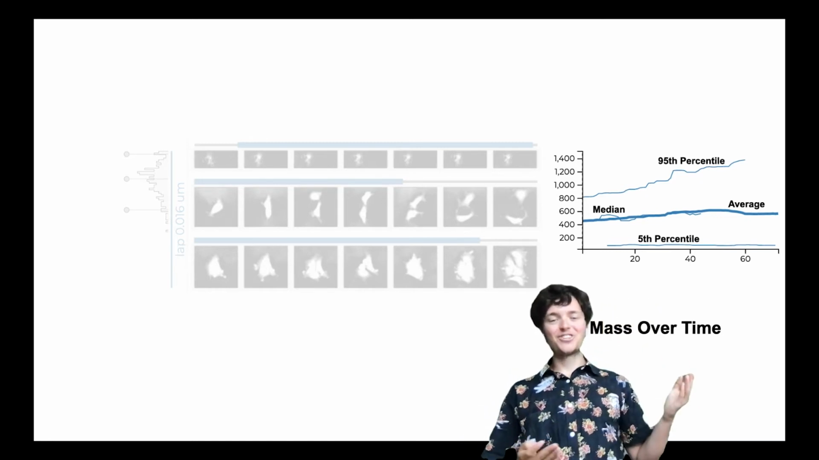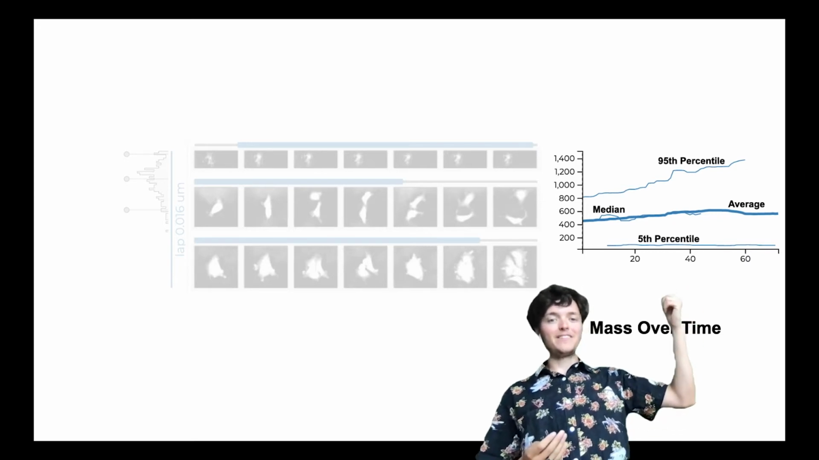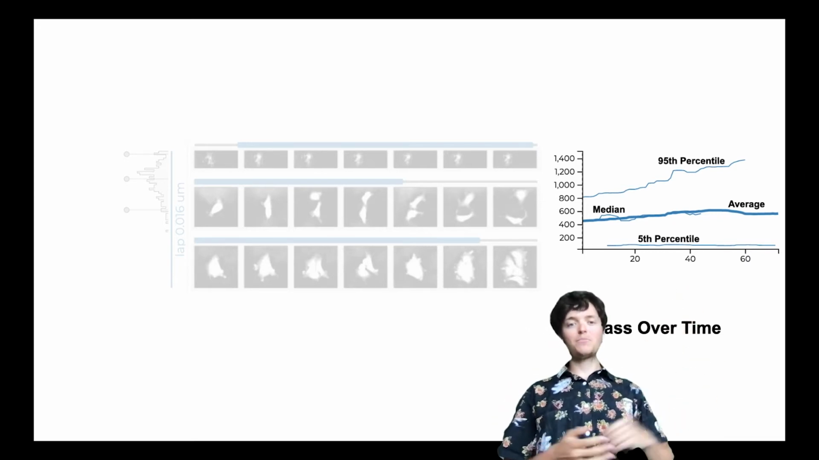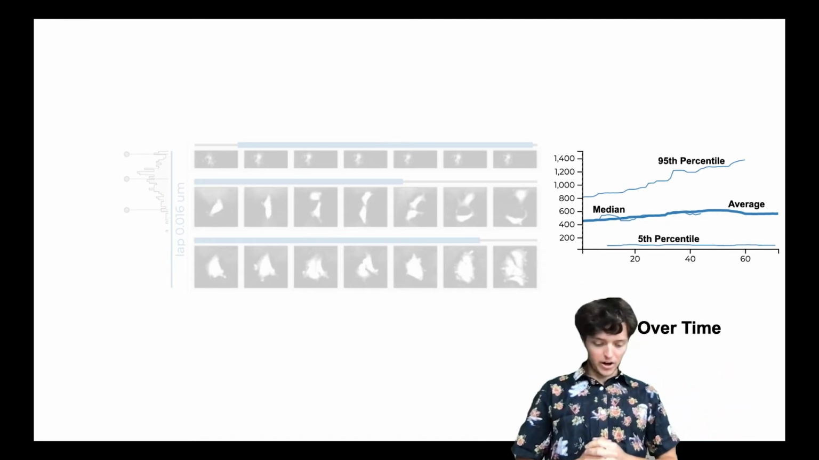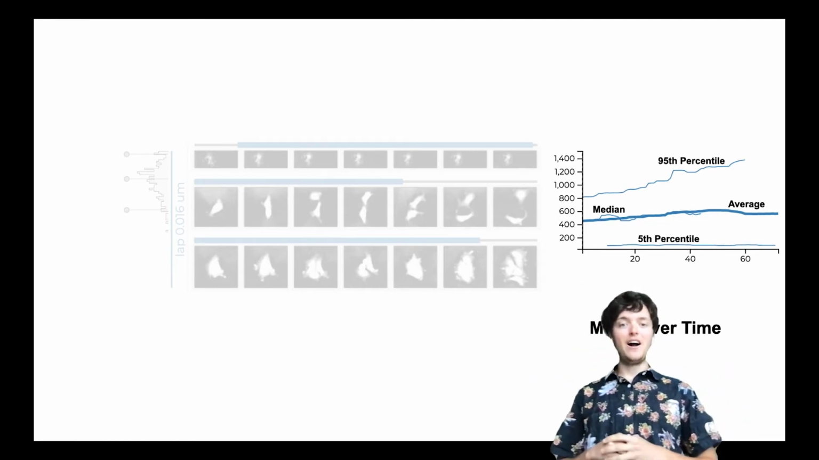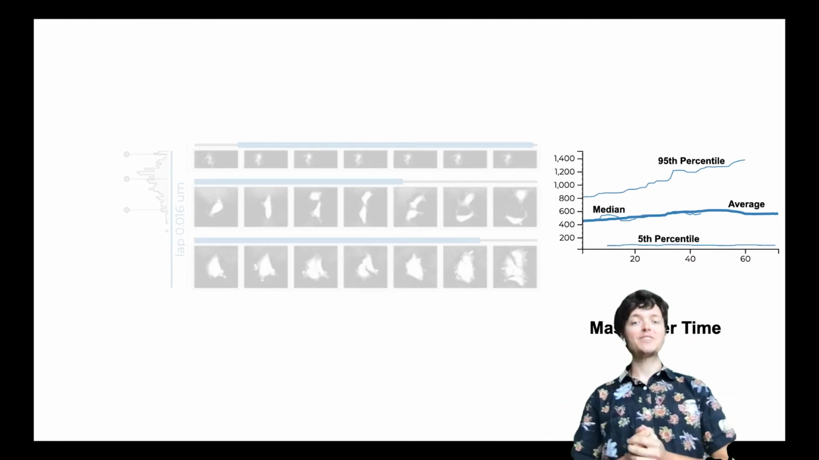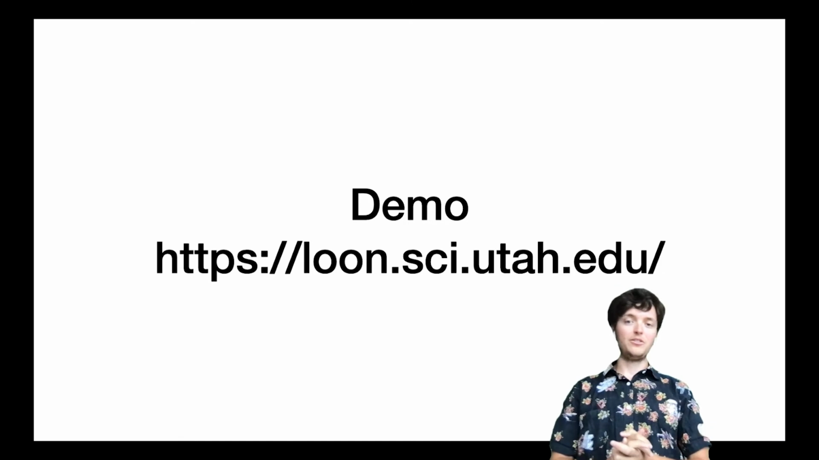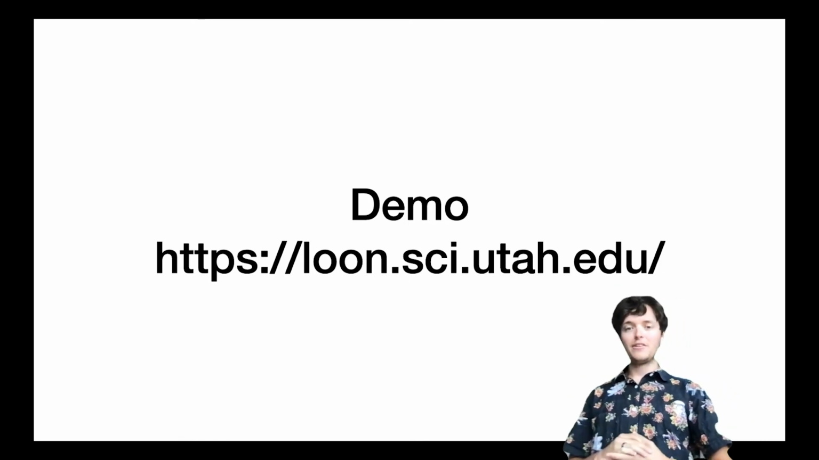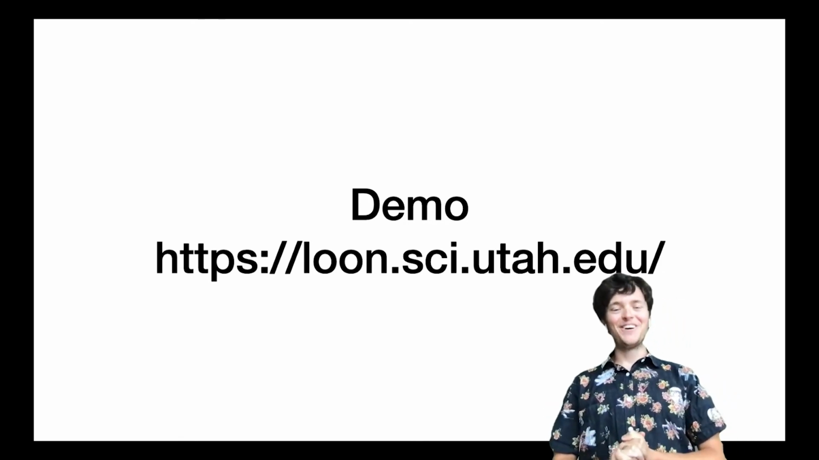Then on the right-hand side, we get a plot of mass over time. And here again, we show the mass over time for the 5th percentile, the median and 95th percentile. Here also, we show the average for that entire experimental condition.